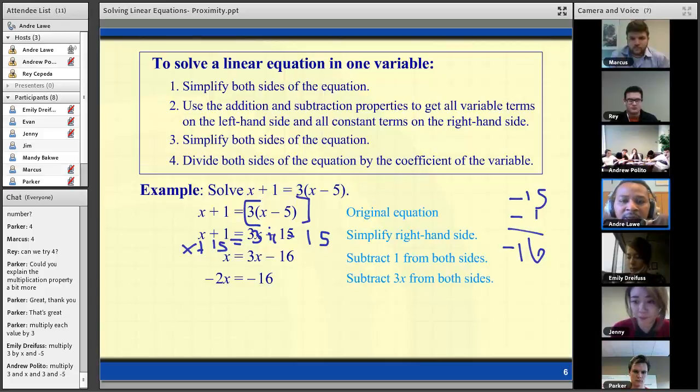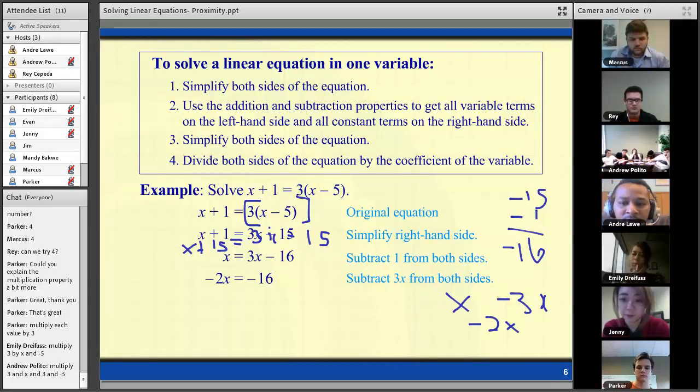So now we want to go ahead and carry the 3x over to the left side. So we're going to group our variable terms together. And so we'll do the addition properties as well here, except now we're going to subtract 3x from both sides. So what we'll end up with is x take away 3x, which will give us negative 2x. So now on our left side, we have a variable expression, negative 2x. And on our right side, we have a negative 16.